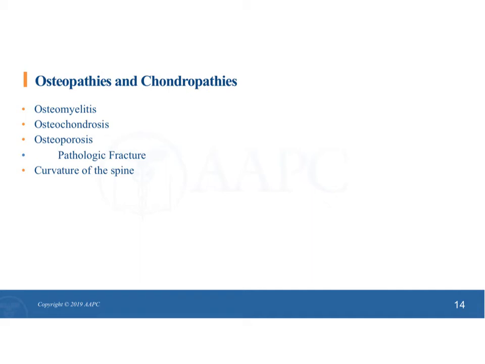Curvature of the spine describes difficulties including kyphosis, lordosis, and scoliosis. Kyphosis is an anterior curvature of the vertebral column, generally in the thoracic area. Lordosis is curvature of the lumbar spine. Scoliosis is a lateral curvature of the vertebral column. There can be a primary curve with a secondary compensatory curve as well.